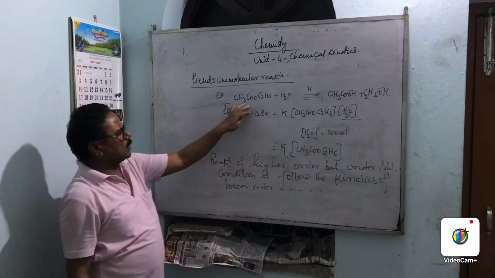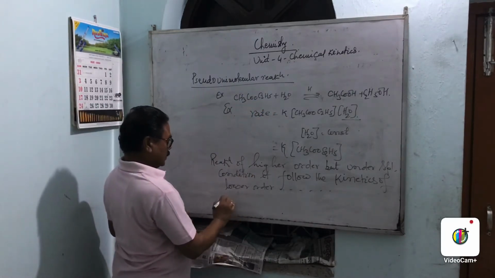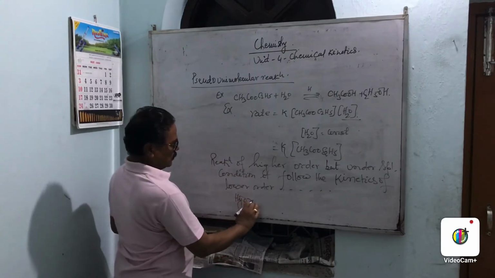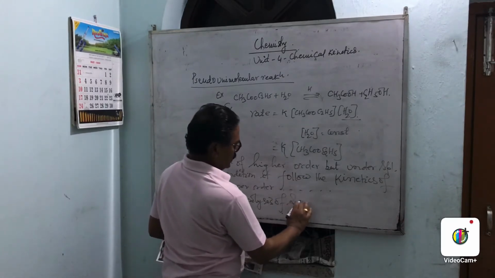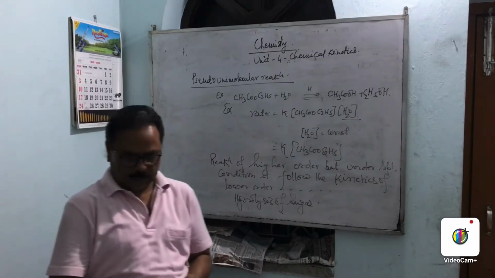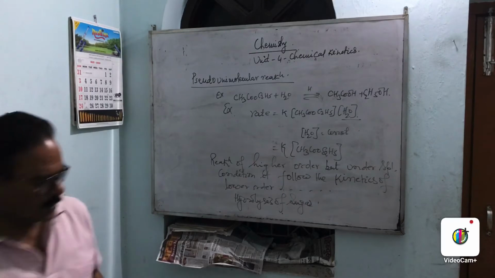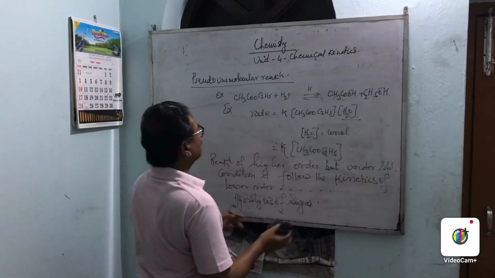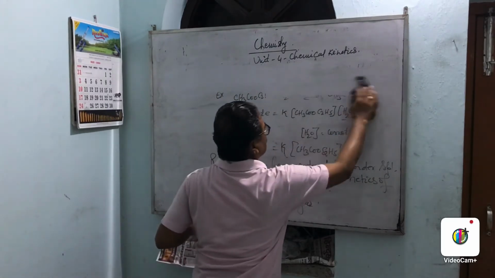This is the first example, hydrolysis of ester. Second example, hydrolysis of cane sugar. So these are examples of pseudo unimolecular reactions. So we proceed to another aspect, the integration method. The differential method is not more accurate. That's why we consider the integration method for determining zero order and first order reactions.